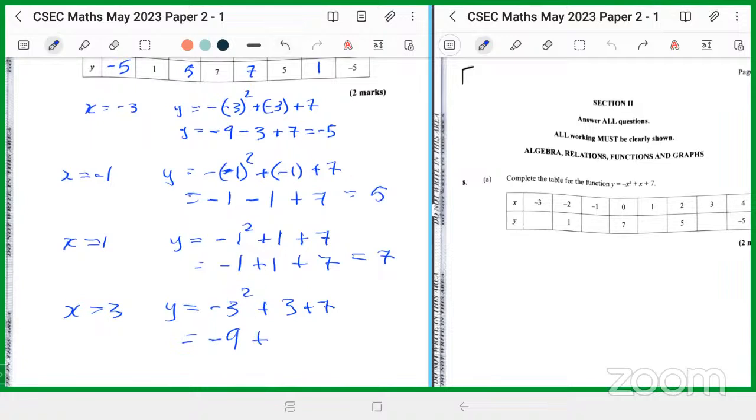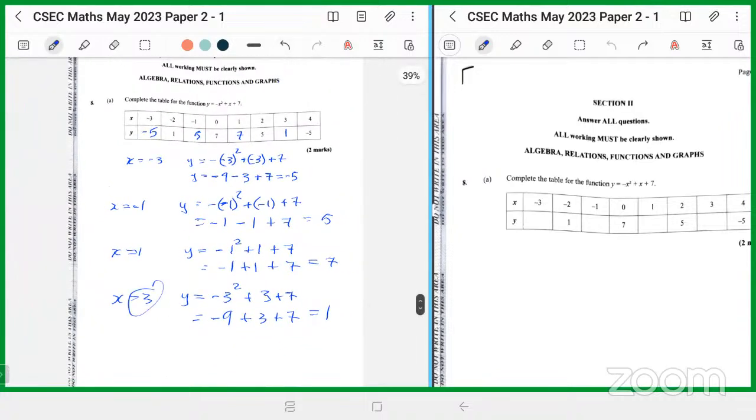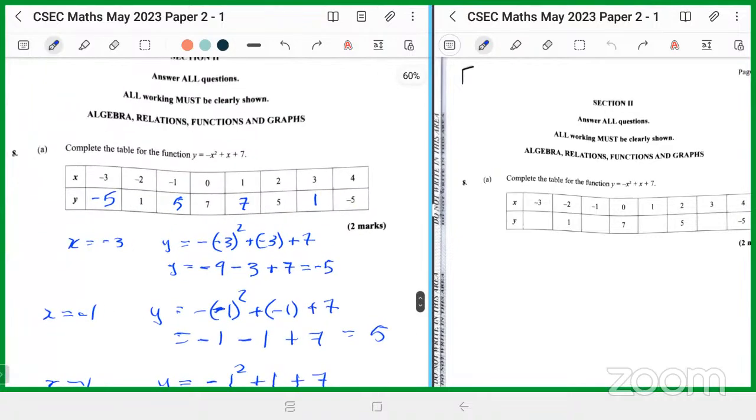And then you're adding 3, and you're adding 7. This 3 and 7 is 10. 10 minus 9 is 1, equals 1. So you see there, when x equals 3, y equals 1. But I showed you that I could get these 3 values after I got this one alone by observing the symmetry, the fact that the quadratic curve is a symmetric graph.